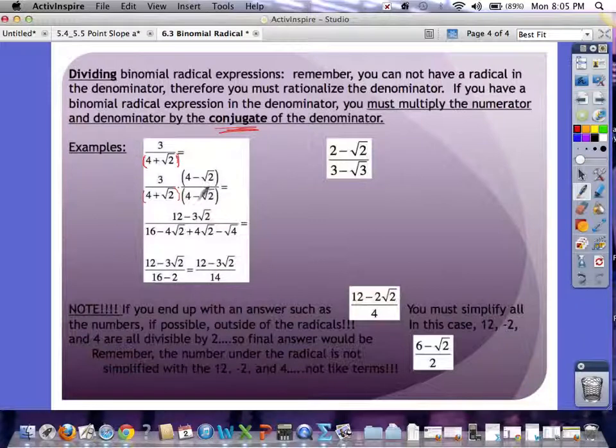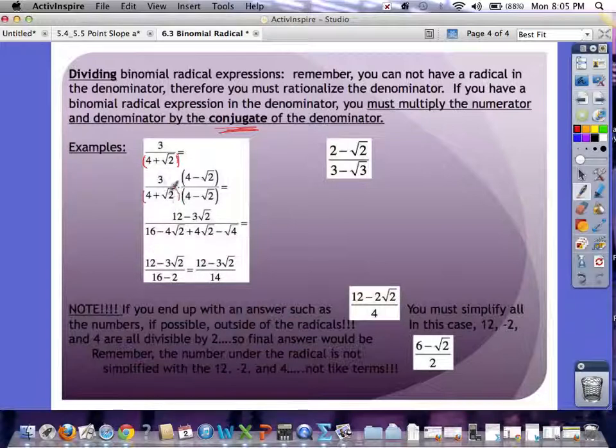And you must do that to the top and bottom, because remember, we can't change the structure of the original problem by doing any of this. This just is really 1, and we can multiply by 1 without changing the problem at all. So I'm going to multiply the bottom and multiply the top by the conjugate of the bottom.